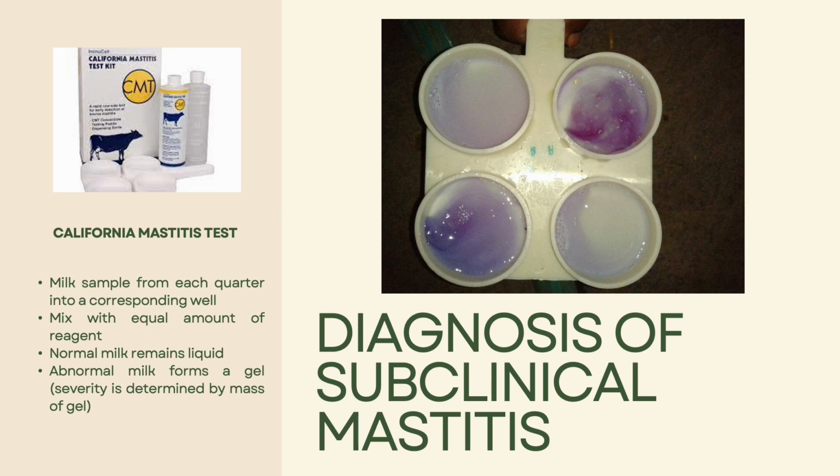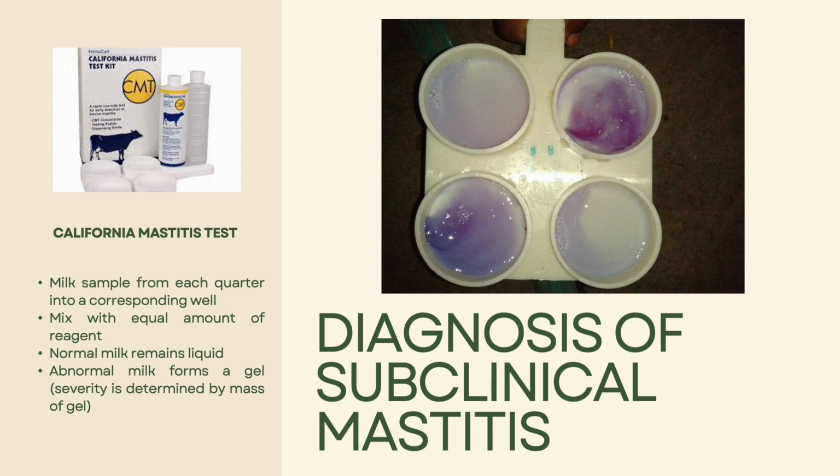Diagnosis of subclinical mastitis is most often done with a California mastitis test. There's an illustration of the whole kit up on the left and then a picture of a sample here on the right. To conduct a California mastitis test, a milk sample from each quarter is collected into a corresponding well, and it's important to remember which well you put which quarter into. You mix the milk with an equal amount of reagent. They recommend about half a teaspoon of milk and half a teaspoon of reagent.